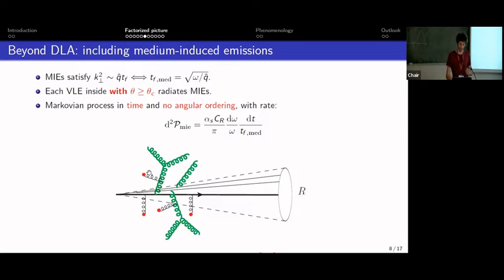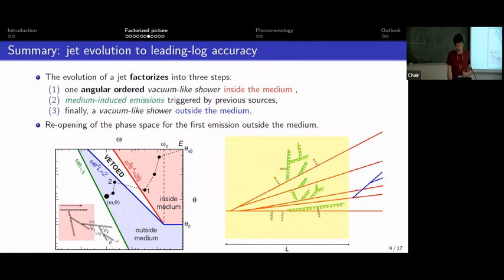And there is no angular ordering constraint for that, and that explains why large angle energy loss is possible in this framework. So this is a summary of this factorized picture. So we have in this Lund plane the typical cascades that can happen inside the medium.